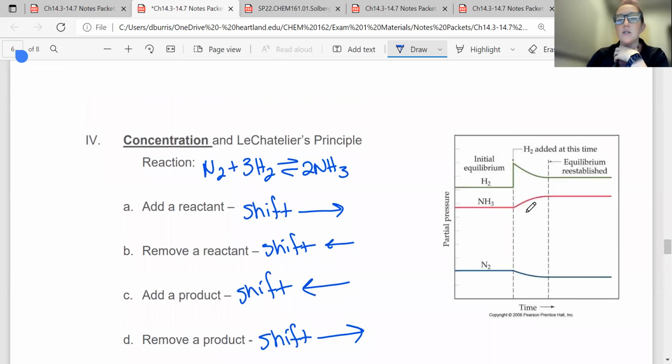Okay, so this is actually a graph of me stressing an equilibrium system. What happens? So in this specific example, I added in H2.